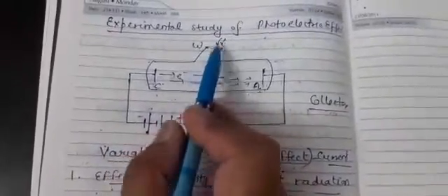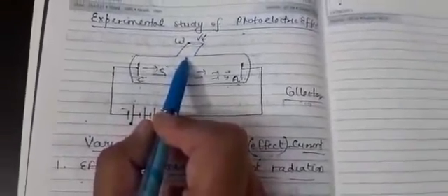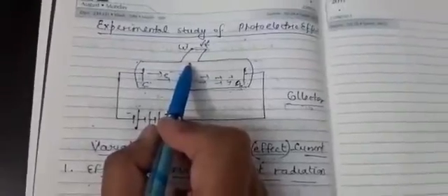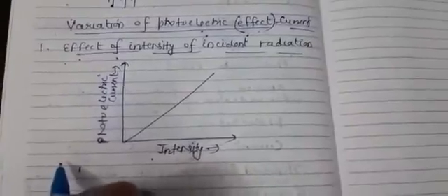Now light is incident on this glass window. So vary the intensity of the incident radiation. What will be observed is that when there is an increase in intensity of the radiation, photoelectric current also increases linearly with intensity. If we plot the graph, it will be a straight line. When you vary the intensity of radiation, photoelectric current increases. Photoelectric current is directly proportional to the number of photoelectrons emitted per second.